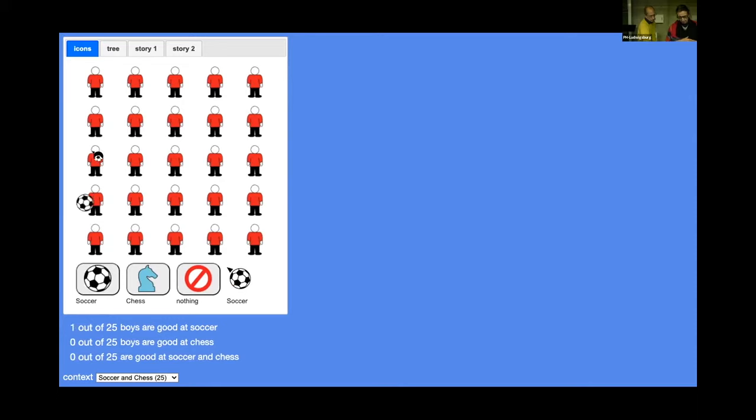Okay. So children think that if these are boys, most of them like football, and then some like chess. Not too many. And some of them like both football and chess. So you can go to story 1.